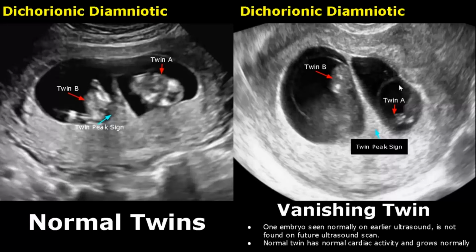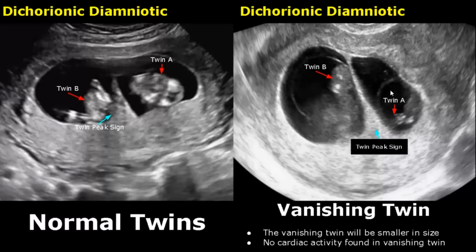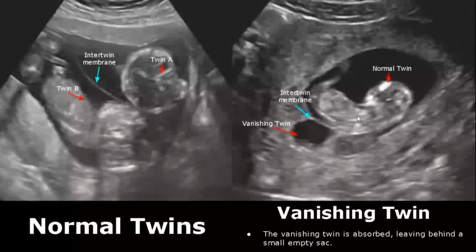Vanishing twin occurs when an embryo that was seen normally on earlier ultrasound disappears on future ultrasound scan. The other twin has normal cardiac activity and grows normally. The vanishing twin will be smaller in size and will have no heartbeat. In this image we see a small empty sac. The vanishing twin is ultimately absorbed and only one normally growing twin is left behind.